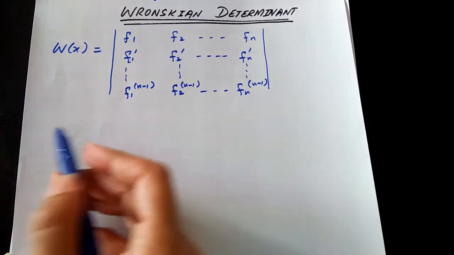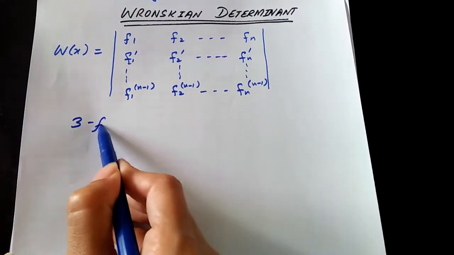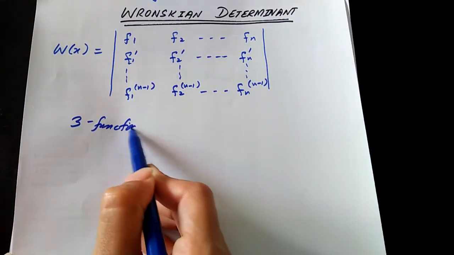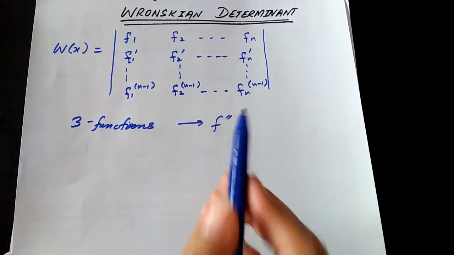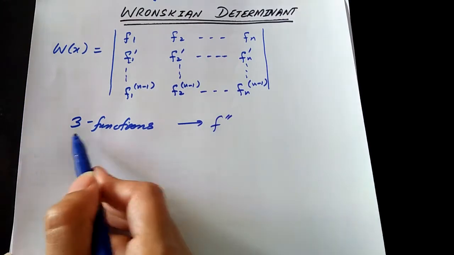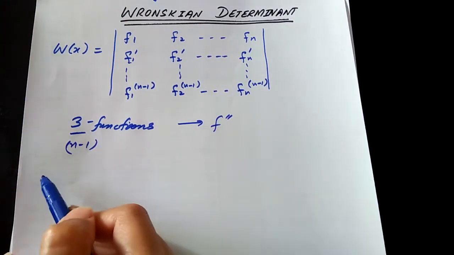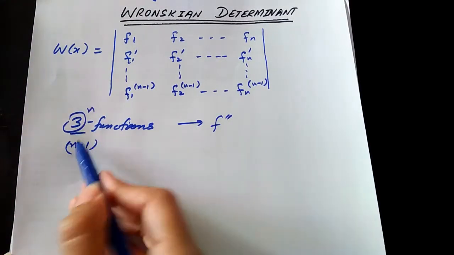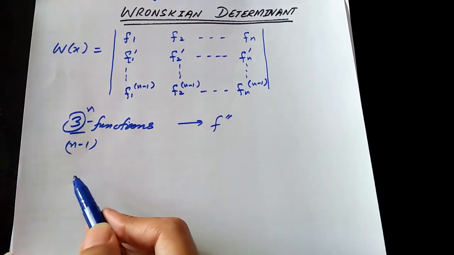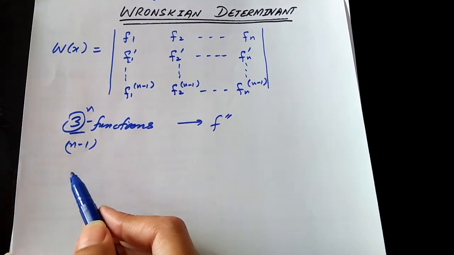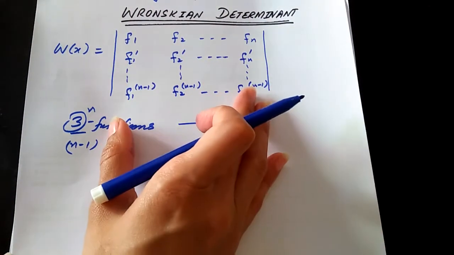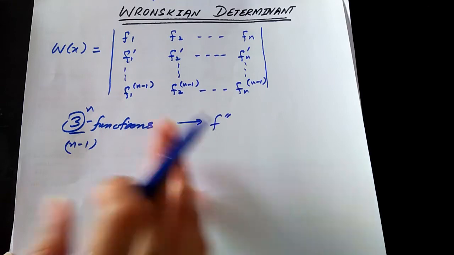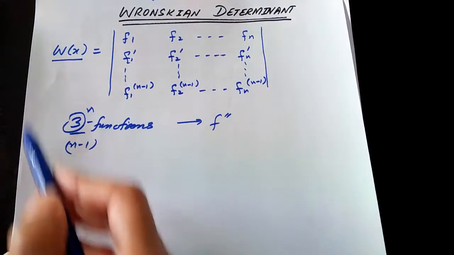If you are given 3 functions, then you will take the derivative only up to f double dash, the second derivative. This is your n, and the derivative will be n-1 times. So you will substitute the functions and their derivative values in this determinant and find the determinant. That determinant is called your Wronskian determinant.